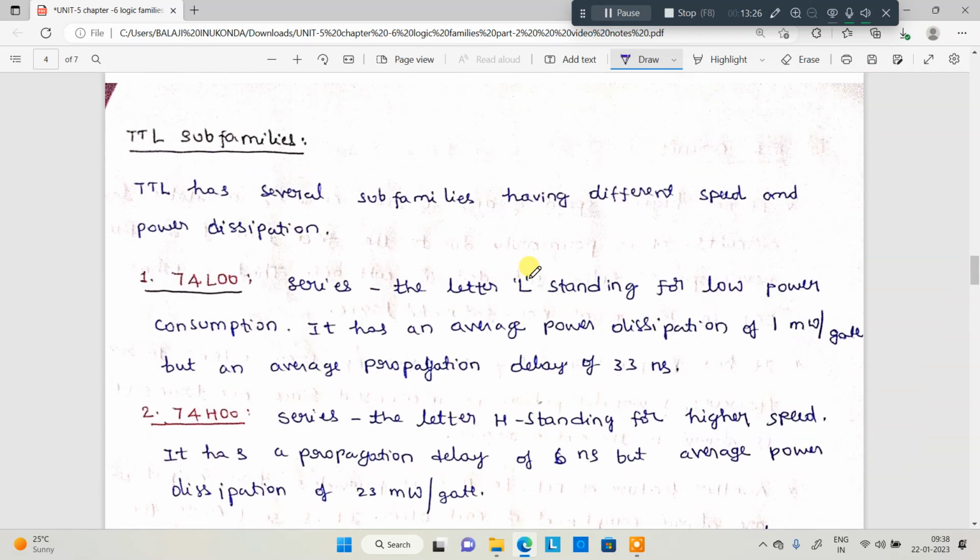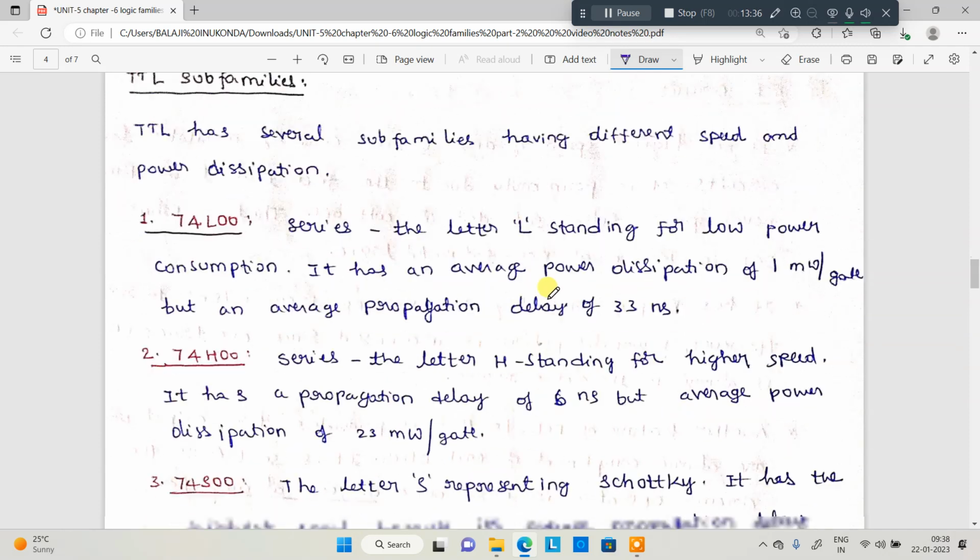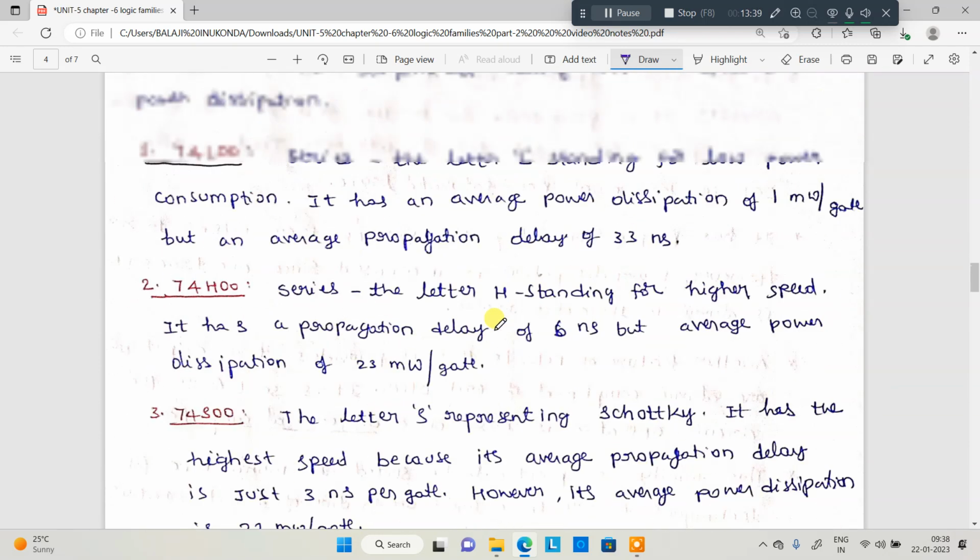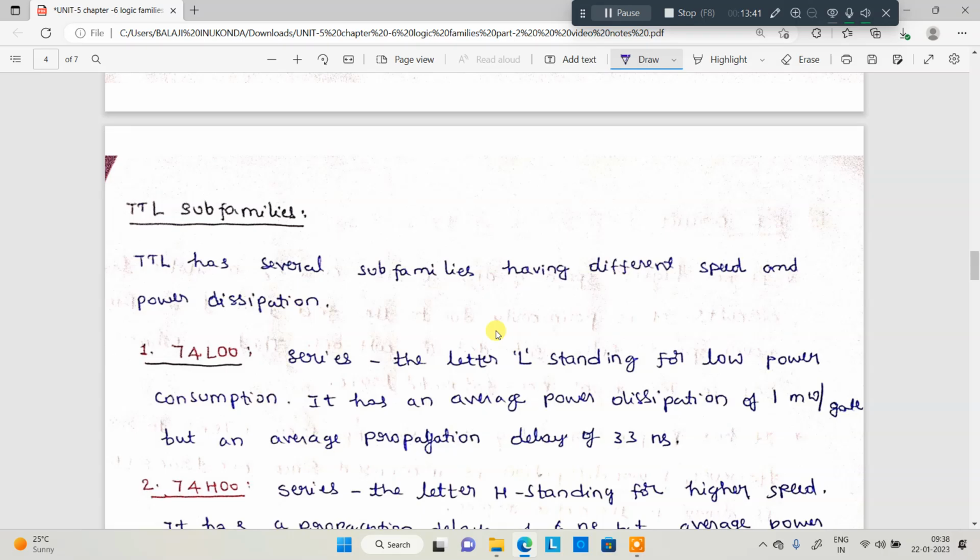Now I will give some important TTL subfamilies. These are also important. We have 4 subfamilies that are important, and we'll discuss them. The first one is 74L00. Here L stands for low power consumption. That means 74L00 is a low power consumption IC. It has an average power dissipation of 1 milliwatt per gate, but the propagation delay is 33 nanoseconds. The drawback here is that the propagation delay is more.